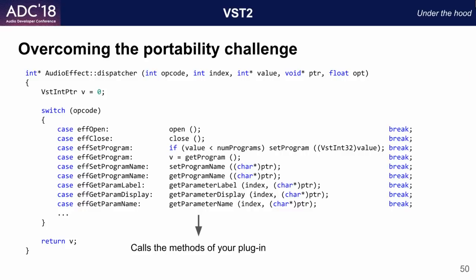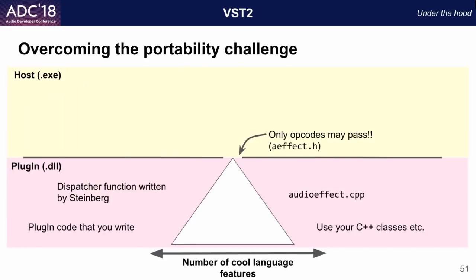So I like to have this little picture, right? So this is the interface. Here's your host. Here's your plugin. And there's not much that can go through that interface, right? You can basically only pass little C functions and opcodes through that hole. But you don't want to be writing your plugin in just a big switch statement with opcodes. So what you do is you include this audio effect CPP in your plugin, and then you can write with nice C++ features, and you can derive from that class. And luckily that dispatcher function was written for you by Steinberg.